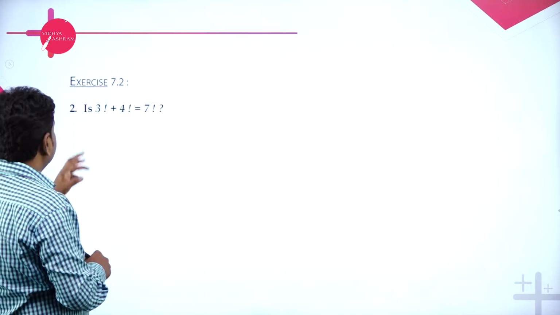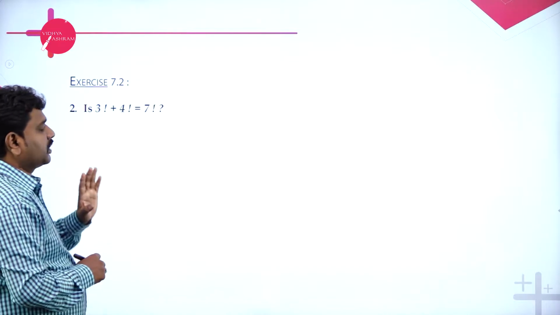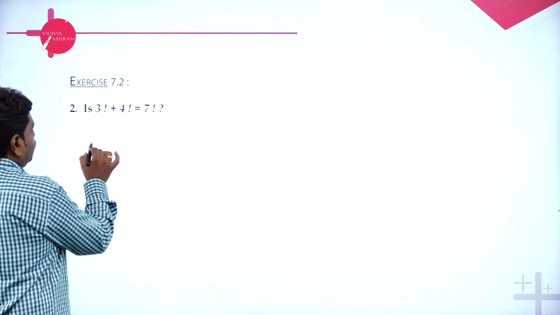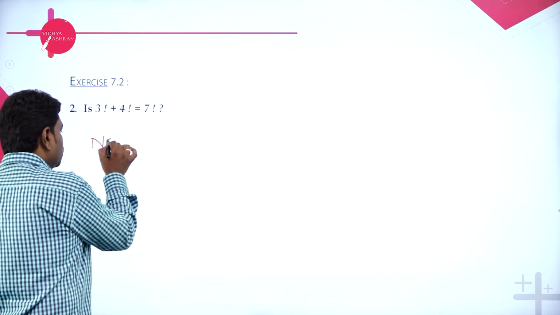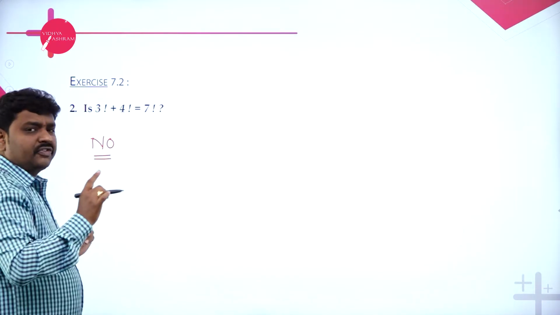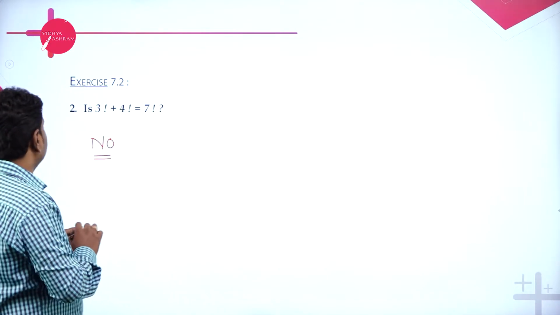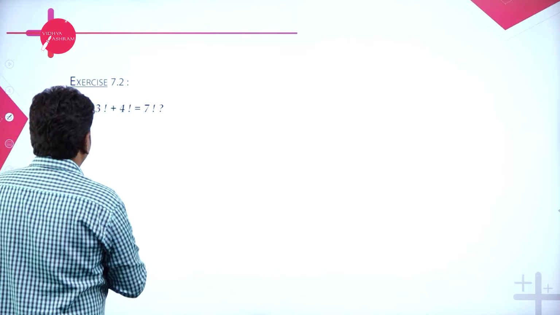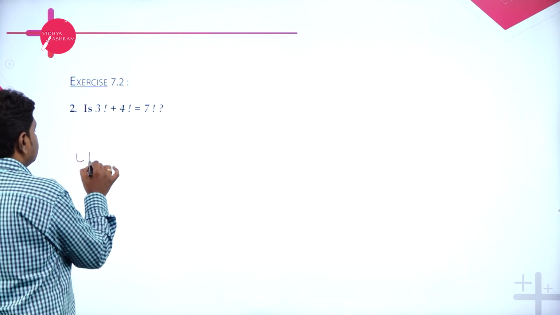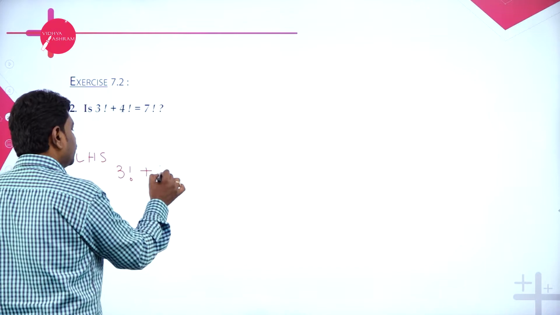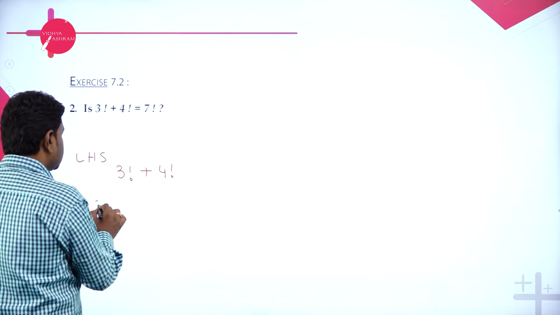Next we have, is 3 factorial plus 4 factorial equal to 7 factorial? Is it true? No. I can say it is no. How? n factorial plus (n plus 1) factorial is not the factorial of the sum of these two, or otherwise we can calculate. So take LHS. What is LHS? 3 factorial plus 4 factorial. Calculate this. What is 3 factorial?